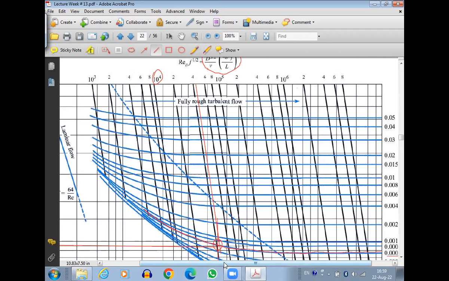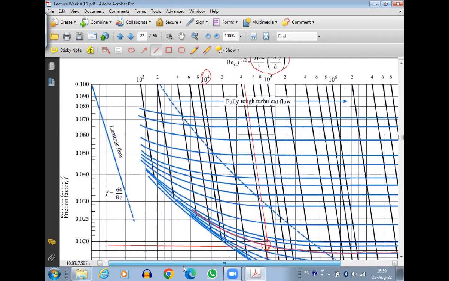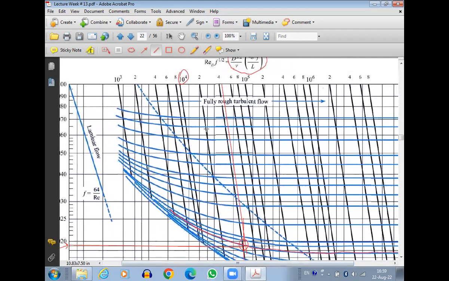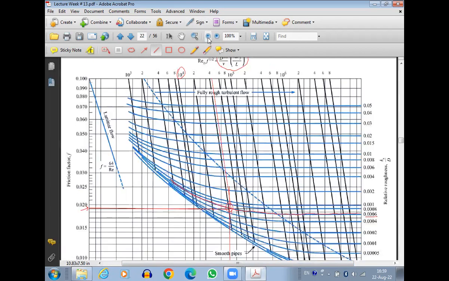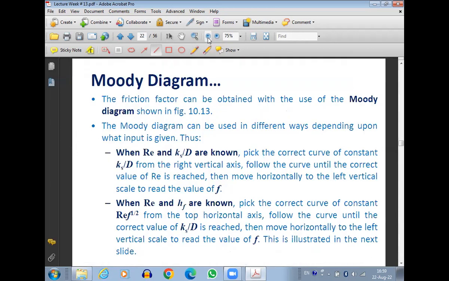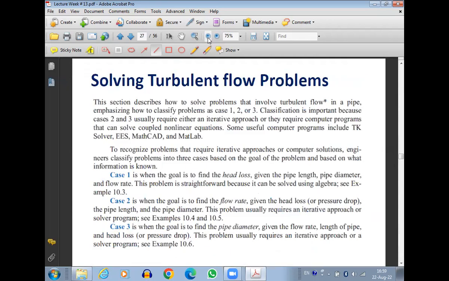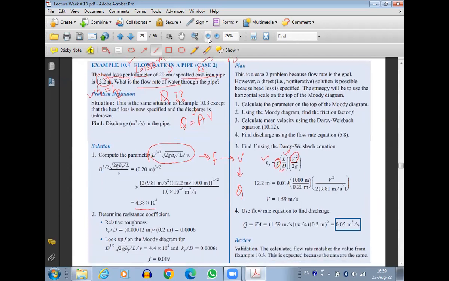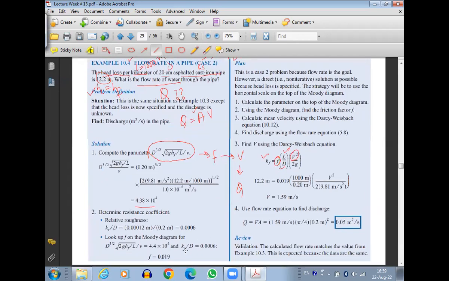So correspondingly, if I go horizontally, I can find out what is the friction factor. Okay, so the friction factor would come out to be the same because it is the same problem that we are dealing with. It's just the given values are changed so that we can use the other format of the Moody diagram. So here, once we substitute the values, the F value again comes out to be 0.019.